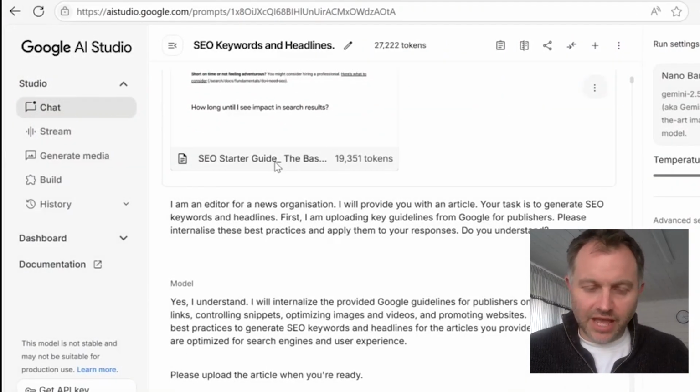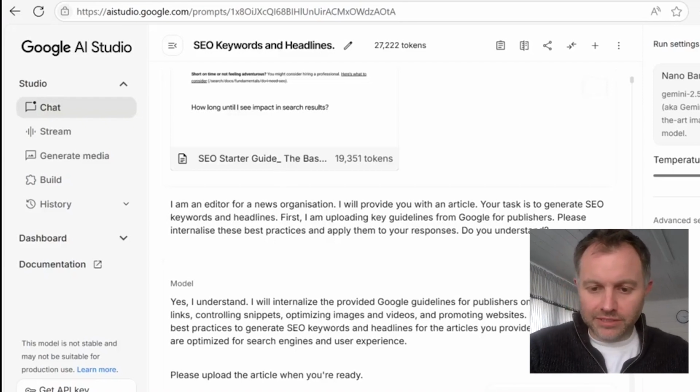prompt. So as it's saying there, it now understands, it's internalised the guidelines, and it's going to use them to generate SEO keywords and headlines. Okay, so I'm now going to upload my article into it.